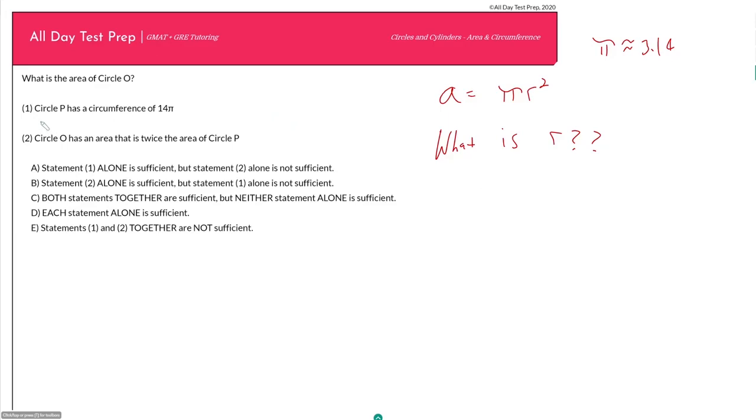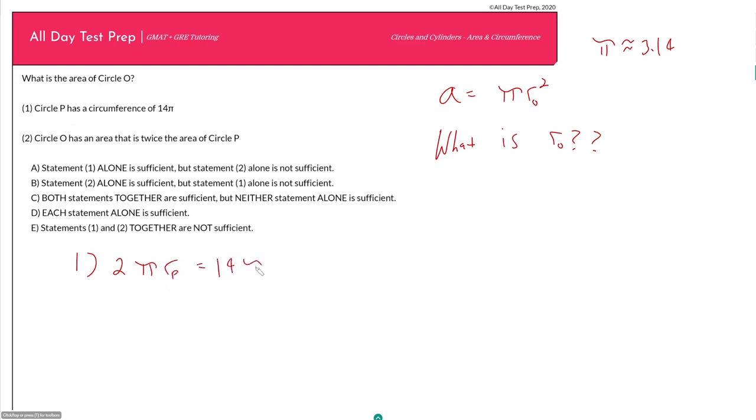Now, if I glance ahead at the first statement, we're talking about circle O here, and then it looks like they start talking about circle P. So maybe I should specify that we need the radius of circle O. Statement 1 says, circle P has a circumference of 14 pi, and so that means 2 pi r, but we're talking about circle P here, so it's 2 pi r_P is equal to 14 pi.